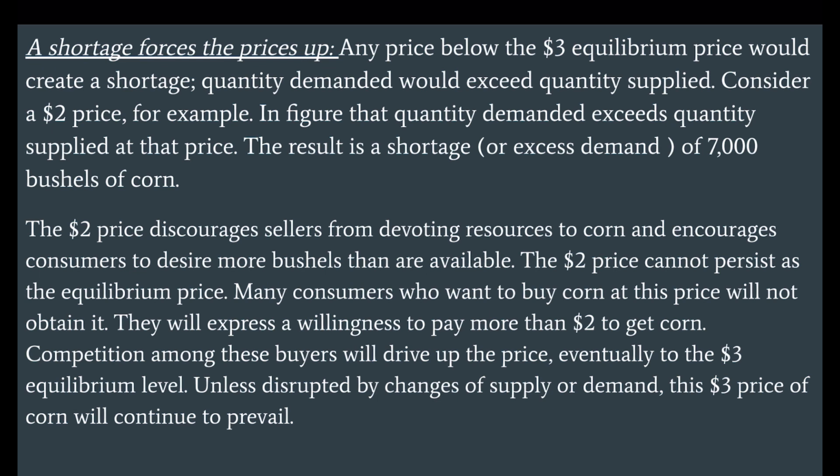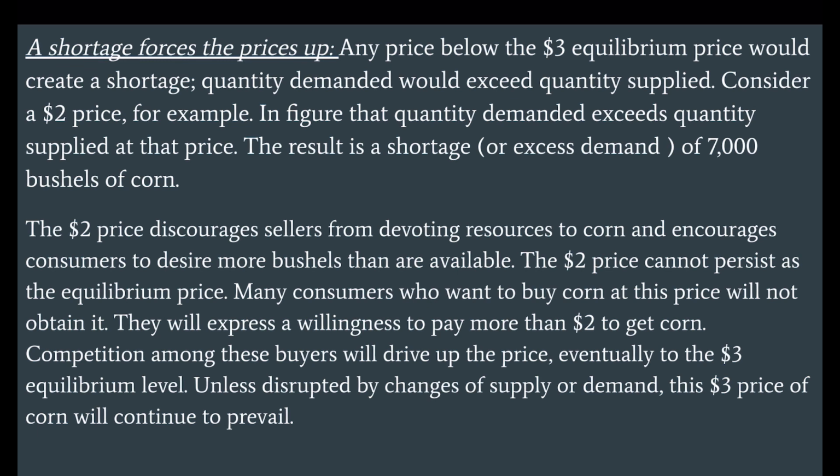Any price below the $3 equilibrium price would create a shortage. Quantity demanded would exceed quantity supplied. Consider a $2 price, for example. In the figure, the quantity demanded exceeds quantity supplied at that price. The result is a shortage or excess demand of 7,000 bushels of corn. The $2 price discourages sellers from devoting resources to corn and encourages consumers to desire more bushels than are available.